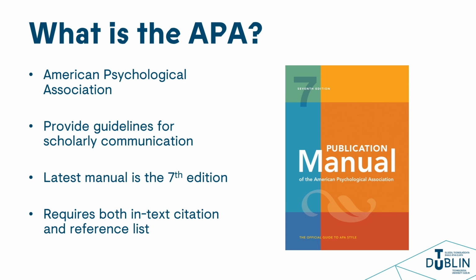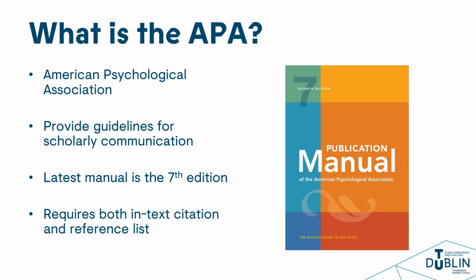What is the APA? APA stands for the American Psychological Association. APA has designed a manual to assist authors and students to present their writing in a clear and precise manner, ensuring that full credit is given to whatever sources they use when formulating their ideas. The most up-to-date manual is the 7th edition, which was published in 2019.